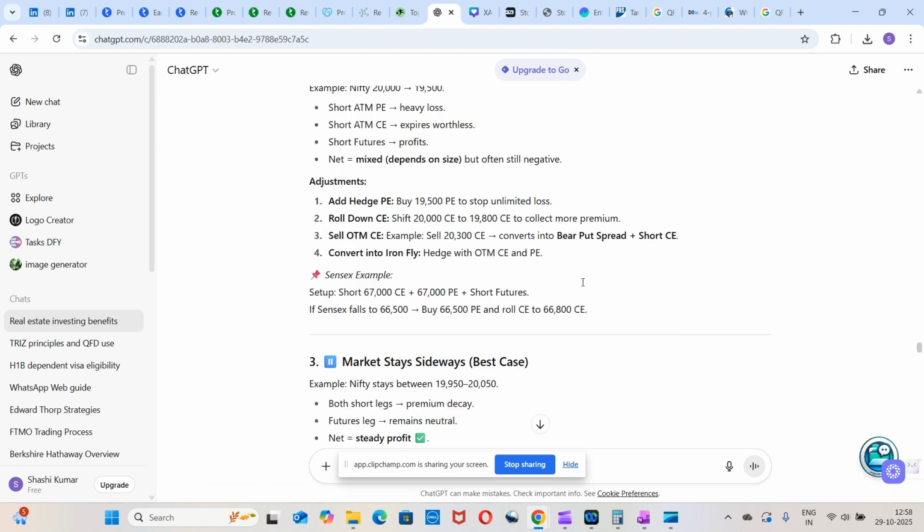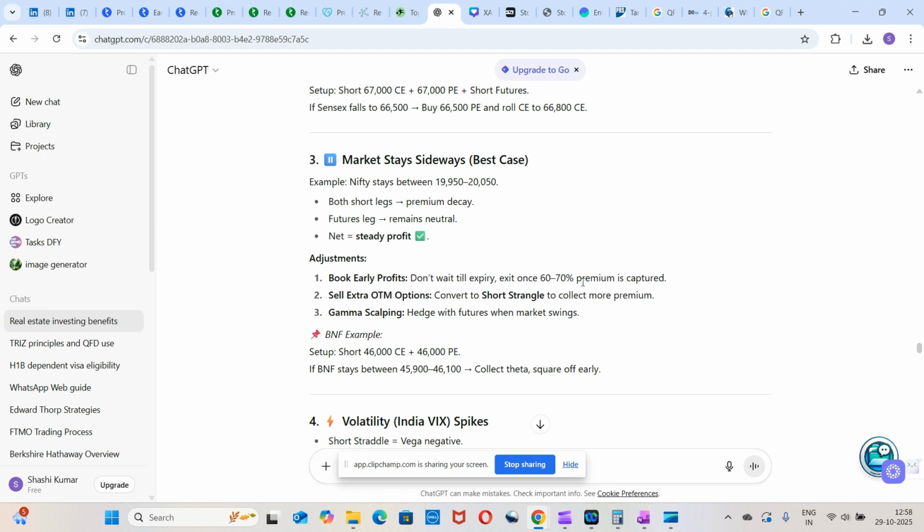Okay, and this is the best case when market stays sideways. So that's what was your view, and it stayed between 19,950 and 20,050. Both short legs will give you premium decay. Futures will remain neutral, so you'll have a profit. Okay, so that's the thing.